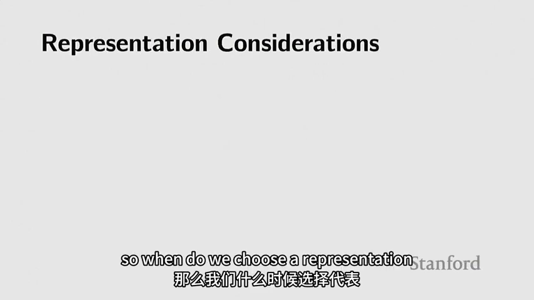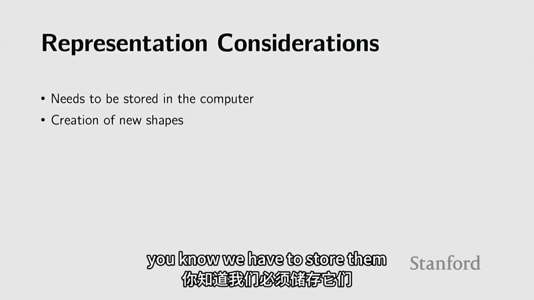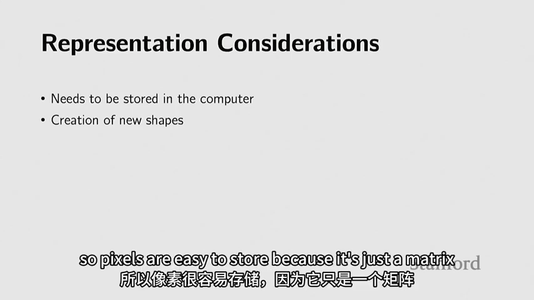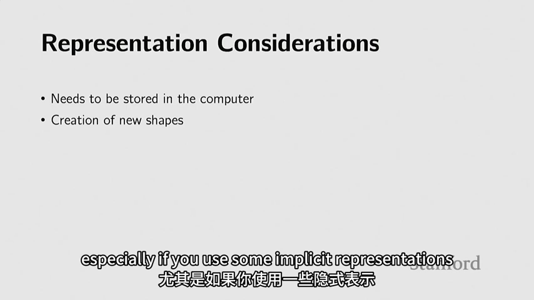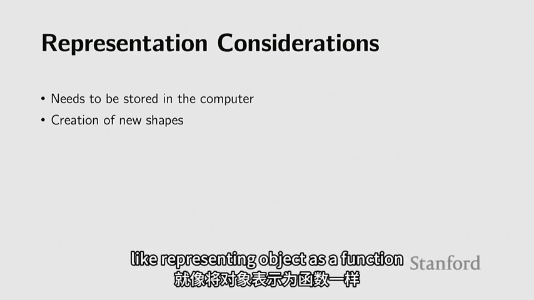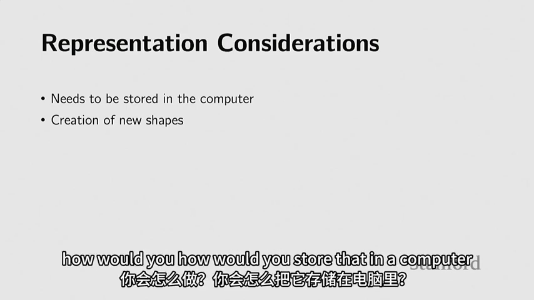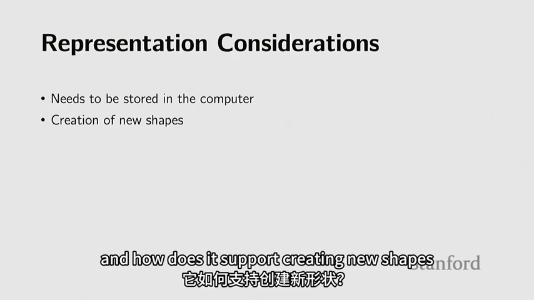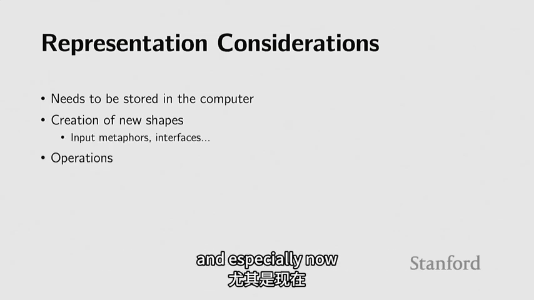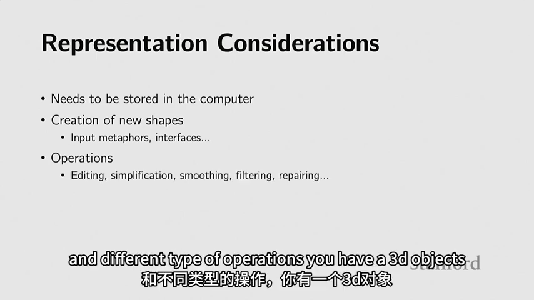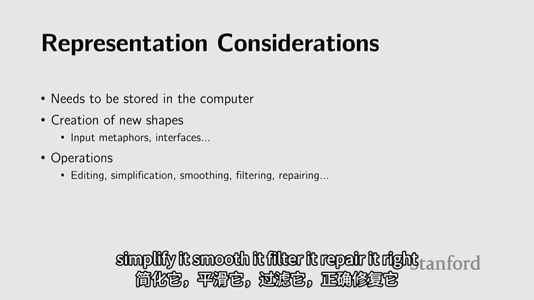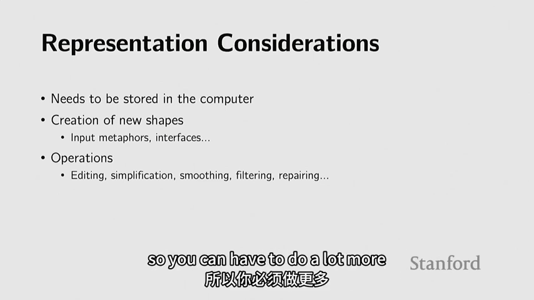So how do we choose a representation? We have to store them. Pixels are easy to store because it's just a matrix. But 3D point clouds are more irregular. And especially if you use implicit representations, like representing an object as a function, how would you store that in a computer? And how does it support creating new shapes, especially when the input is a picture or a language description? And different types of operations: you have a 3D object, and then how can you edit it, simplify it, smooth it, filter it, and repair it? Right, so you have to do a lot more.